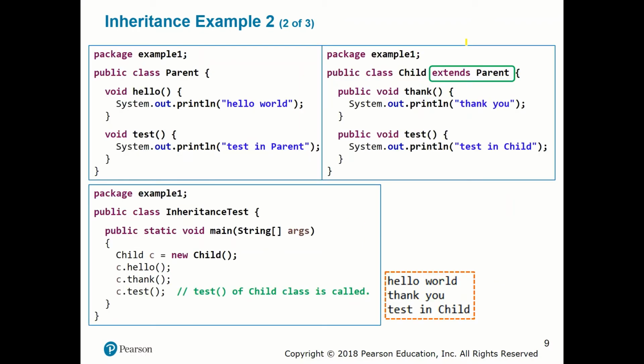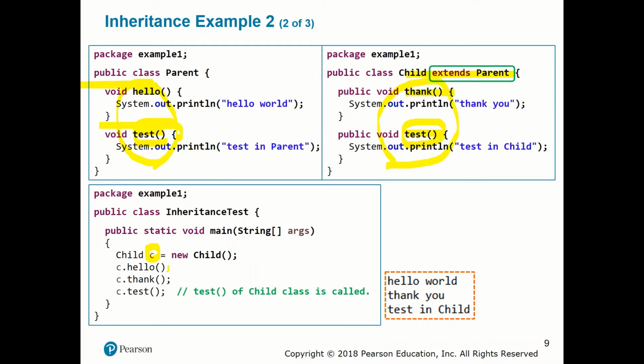Let's see this example. Parent class has 2 methods, hello and test, and child class, child extends parent, so there is an inheritance. Child class has 2 methods, thank and test. Here, test method is both in parent class and child class. And in main method, child object C is created. Since this child class inherits from parent class, C can use these 2 methods and these 2 methods.